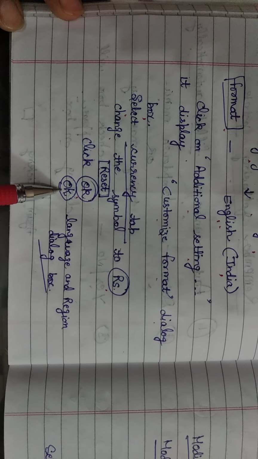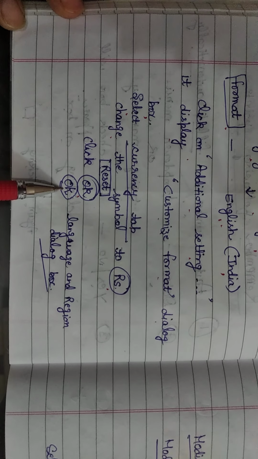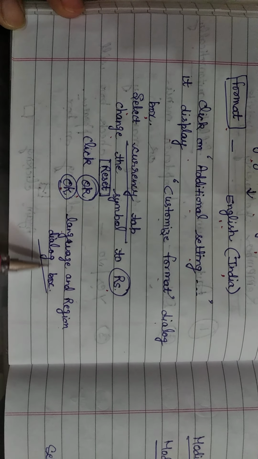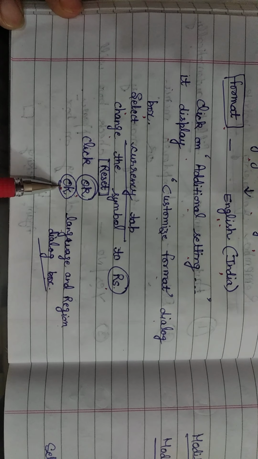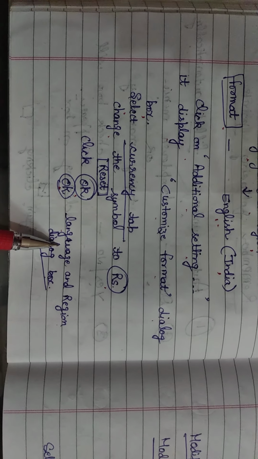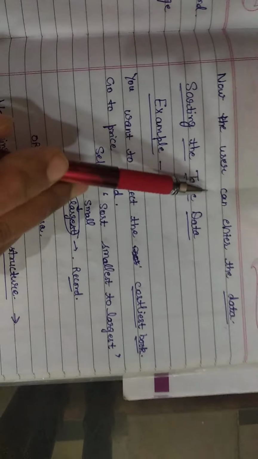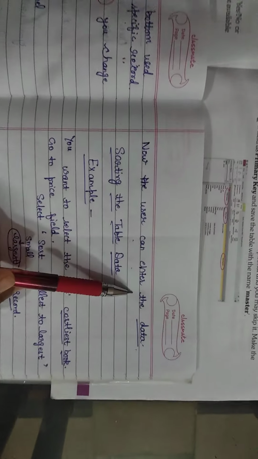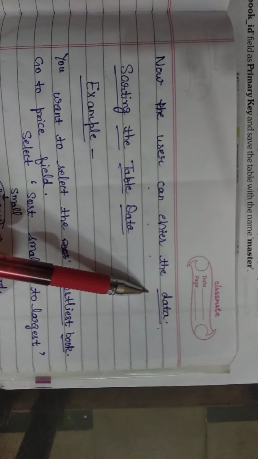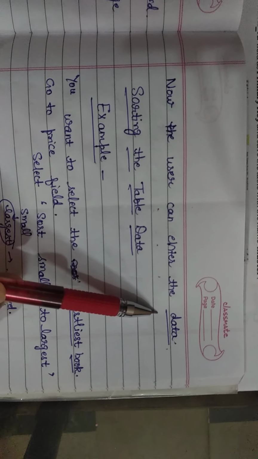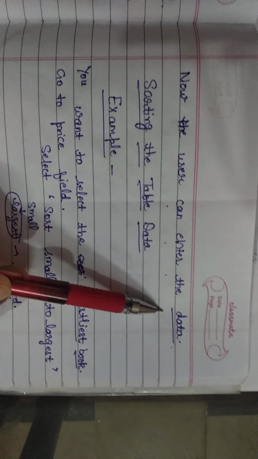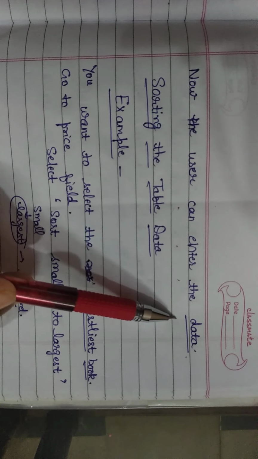Then again you will have to click on OK, because the Language and Region dialog box will appear. This OK will be there. After that, the user can enter the data, and you will see that the rupee symbol will come in the table.